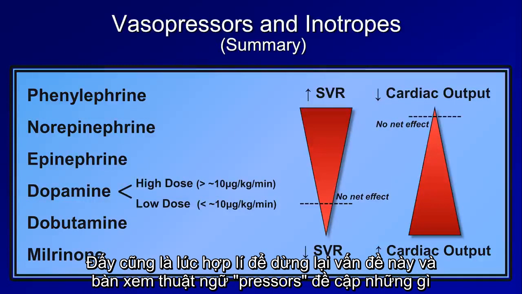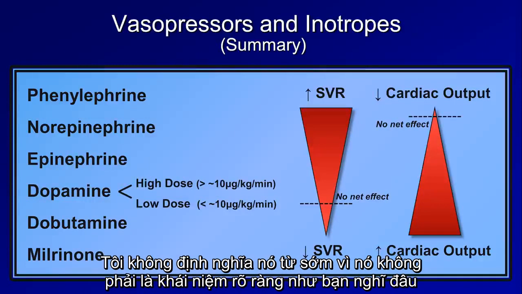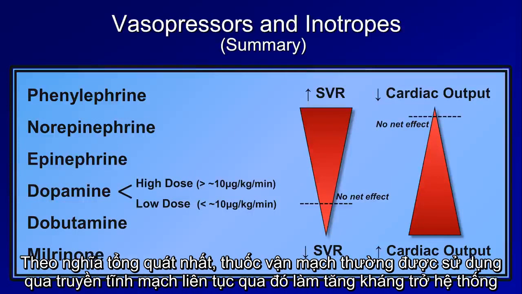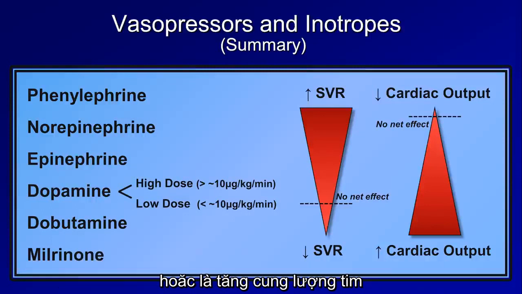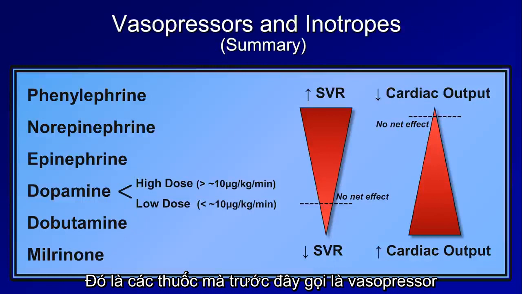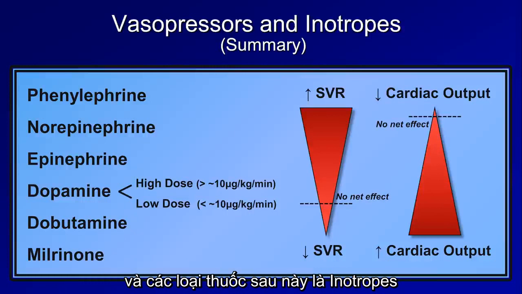This is also a good point to stop and discuss just what the term pressor refers to. I did not define it earlier because it's not as clear a concept as you might think. In the most general sense, pressors are drugs, usually administered via a continuous IV infusion, which either increase the SVR or increase the cardiac output. Drugs which do the former are known as vasopressors, and drugs which do the latter are inotropes.